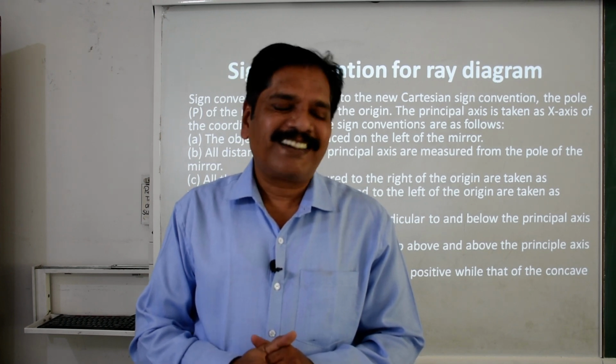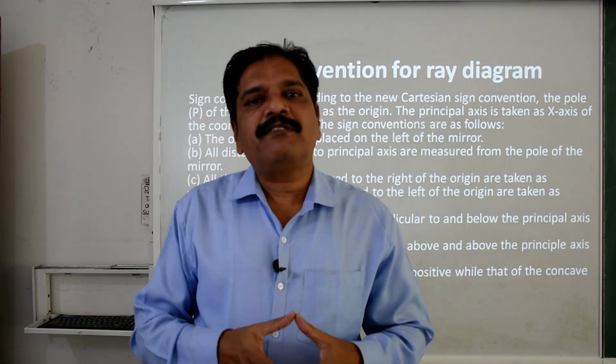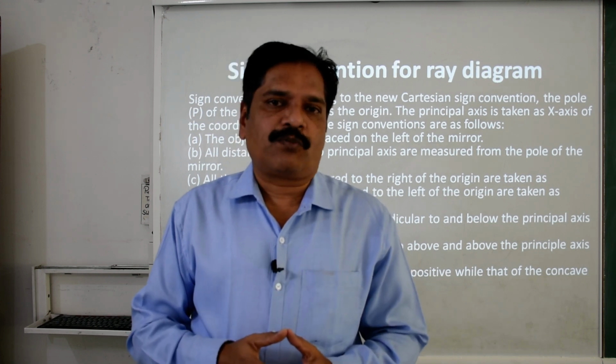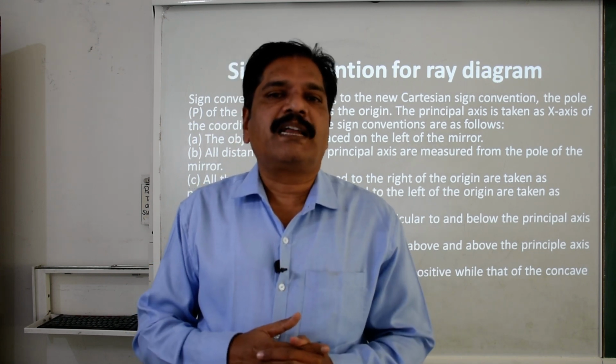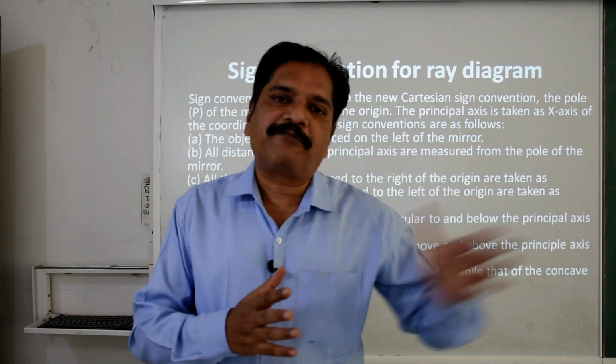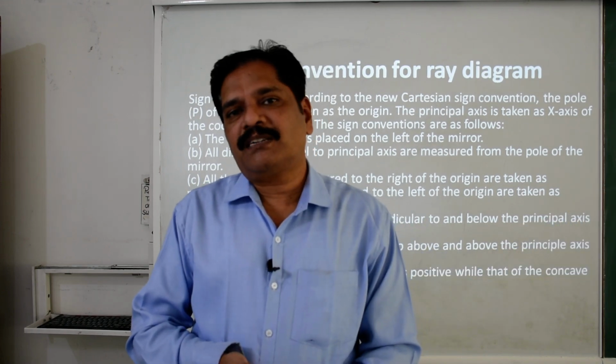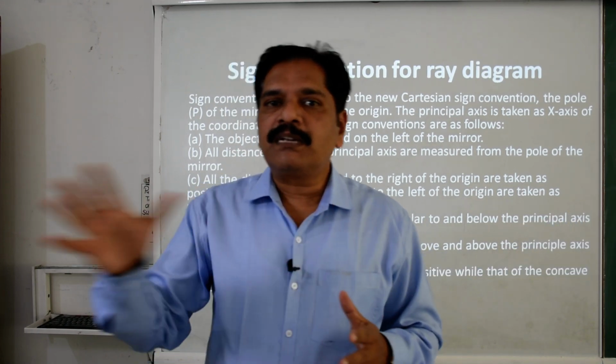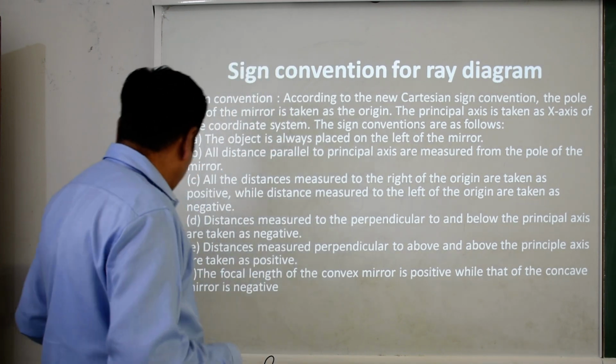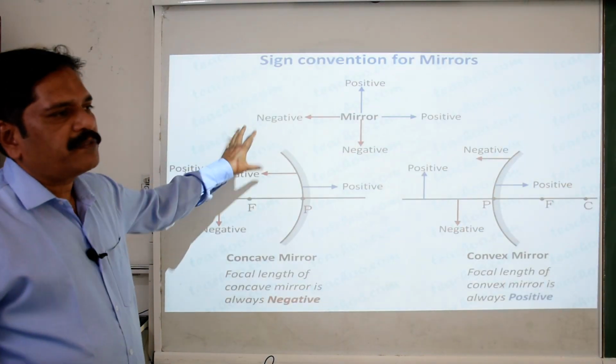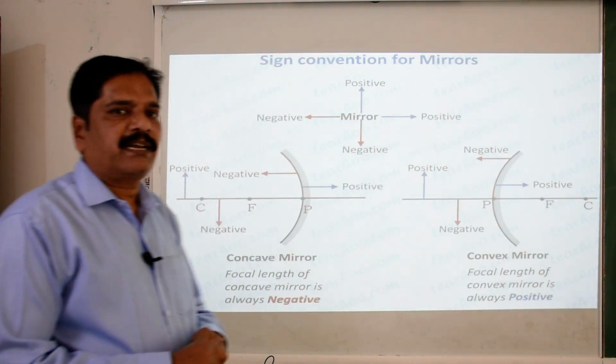Why? Because when we measure the focal length of the concave mirror, it will always be on the left hand side, that's why it is negative. And the convex mirror's is always on the right hand side, that's why it is positive. So with the help of this diagram we can make it very clear.